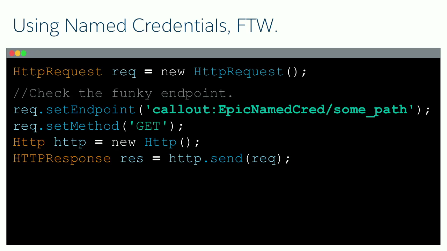The big part about the URL changing is that we're saying callout colon, and we're giving it the name of our named credential. So remember two slides back when we had the little three bars and you could put in the name and that sort of thing? That's where you pull this up. You use that named credential name to make the callout. After the named credential name, you can put whatever path or information you need.